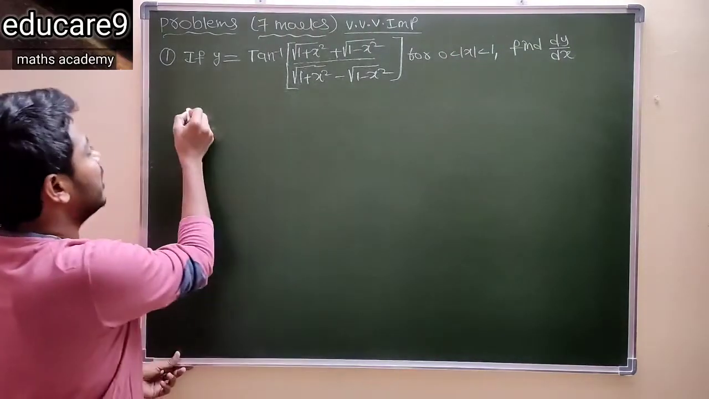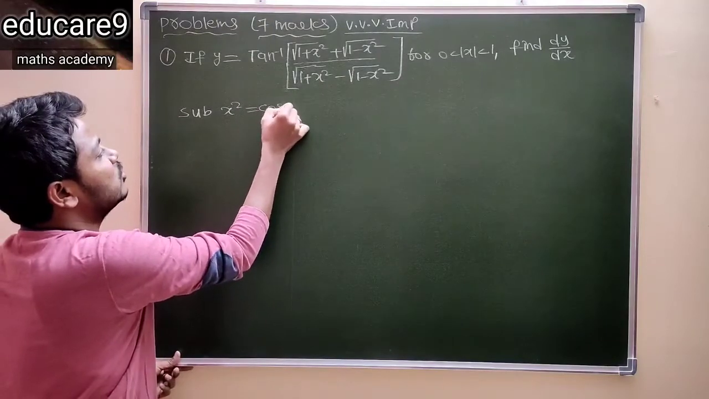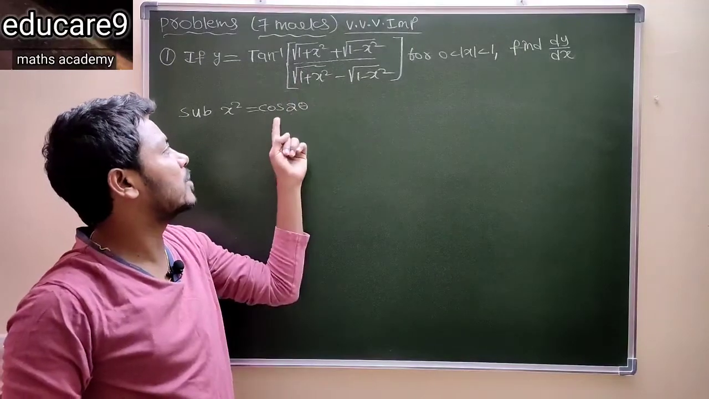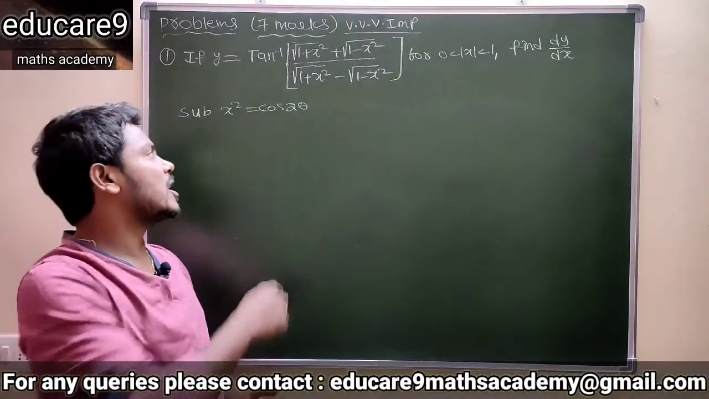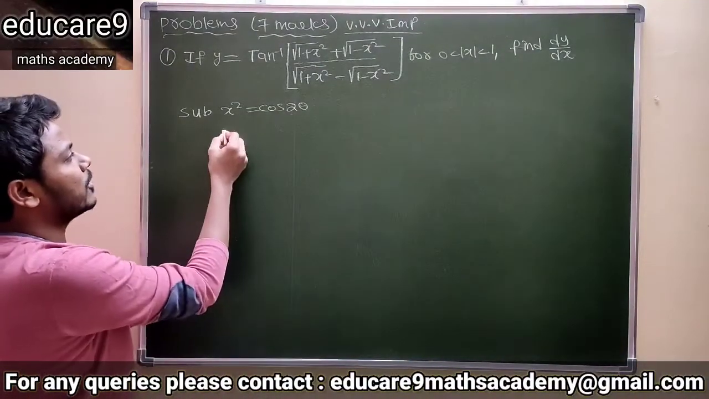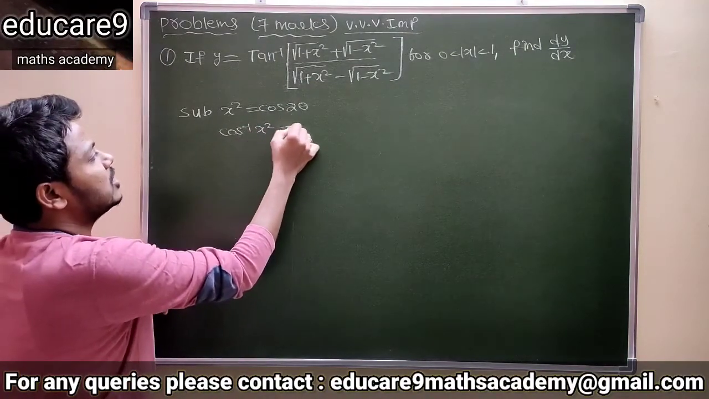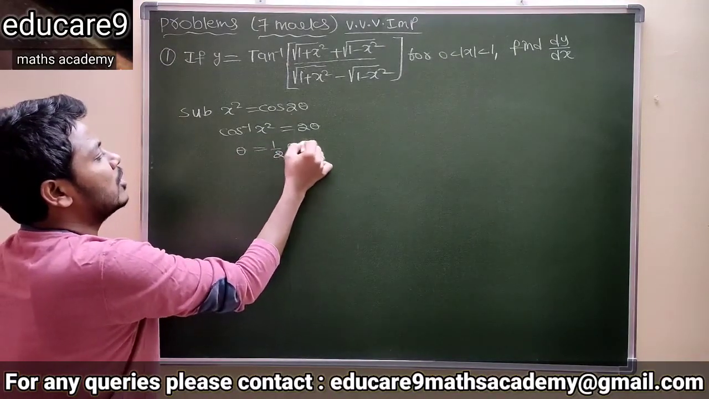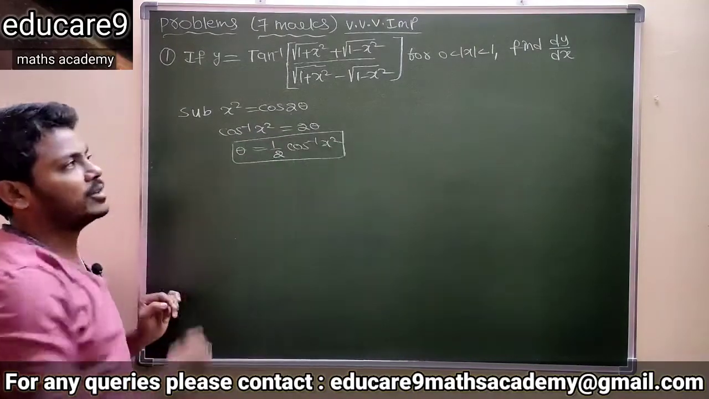Now see here, if you substitute x square equal to cos 2 theta, clearly there is a formula for square root of 1 plus cos 2 theta and square root of 1 minus cos 2 theta. That's why I am substituting x square equal to cos 2 theta. So from this, cos inverse x square is equal to 2 theta. So theta is equal to 1 by 2 cos inverse of x square. This is the value of theta.